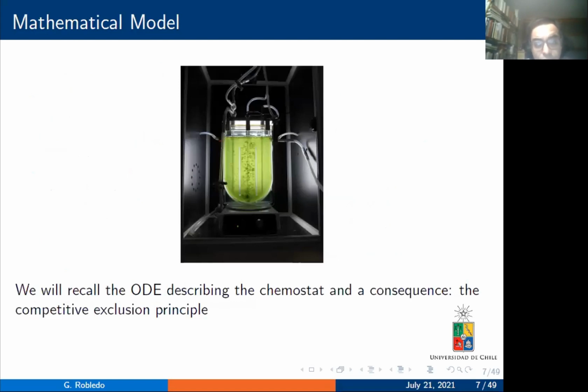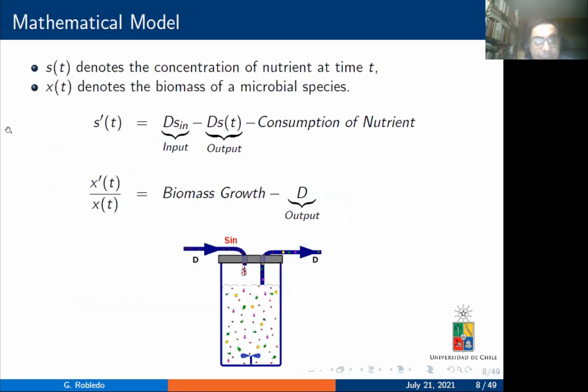Now I want to describe briefly the differential equations of the chemostat. The variable S will denote the concentration of nutrient. The variable X denotes the concentration of microbial biomass. This equation describes the evolution of the nutrient. You can see that this term describes the input of nutrient. This term describes the output of nutrient.